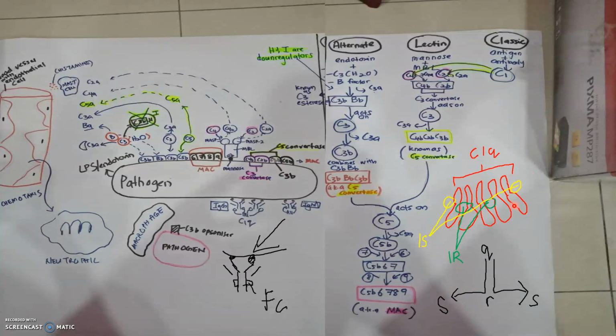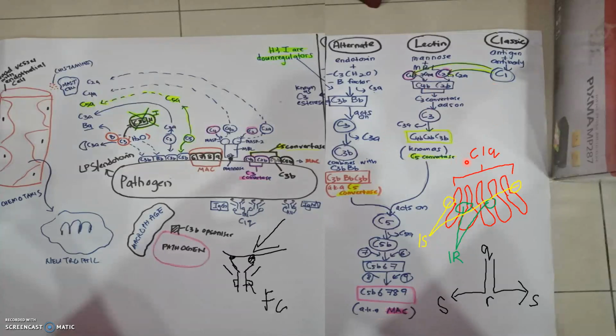Some people, when they want to remember the structure of C1, will get the upper part right, but tend to confuse the S part and the R part. They might think the R part is the outer one and the S part is the inside. So how do I remember? By this diagram: Q is this part, R is the one in between, and S is at the end of the whole complex. When C1s becomes active, it will cleave C4 and C2. Okay, so that is all about the classical pathway.